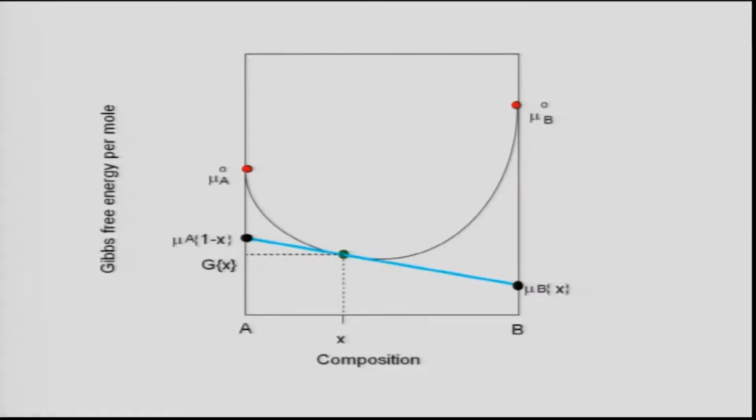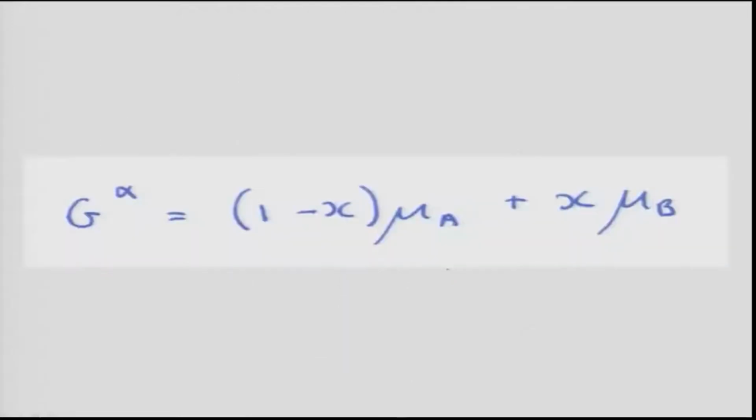So, now the tangent actually meets both the pure A end and pure B end. That is why it is written mu A within curly bracket 1 minus x, mu B within curly bracket x, because it contains x fraction of B and 1 minus x fraction of A. That is why these curly brackets are given like this. So, what is the meaning of this? These mu's are actually known in the literature as chemical potential. Chemical potential is a really very difficult concept for the students to grasp. In fact, it was also very difficult for me before I came to know much more about it.